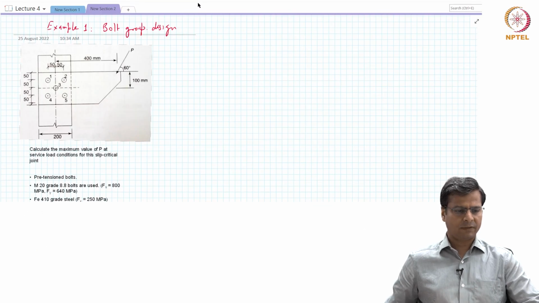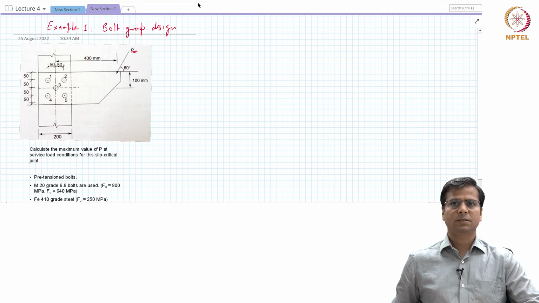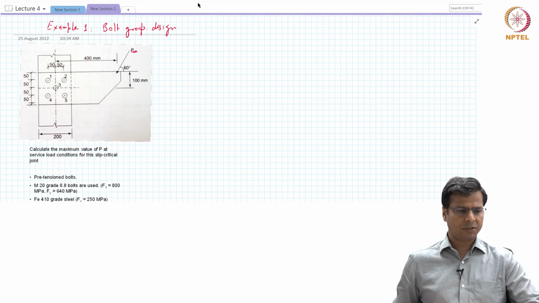So we have just described the problem that we need to solve. The question is that we need to calculate the maximum value of this force P that can be resisted safely by this bolt group. We know the eccentricity, we know these different dimensions. This dimension is 100, this spacing is 100 millimeter, and this distance from the centroid of the bolt to the loading location, horizontal distance, is 400 millimeters.